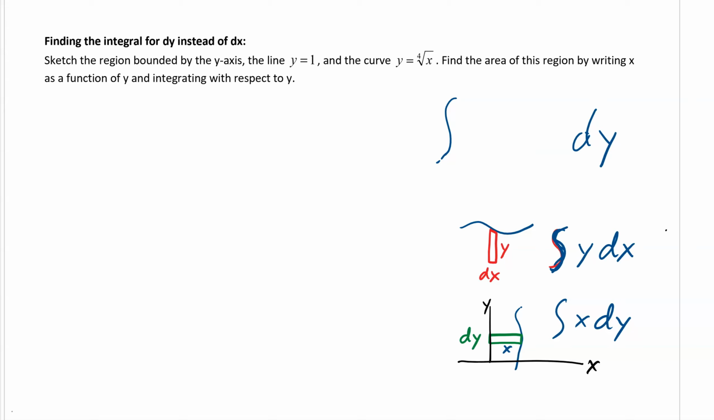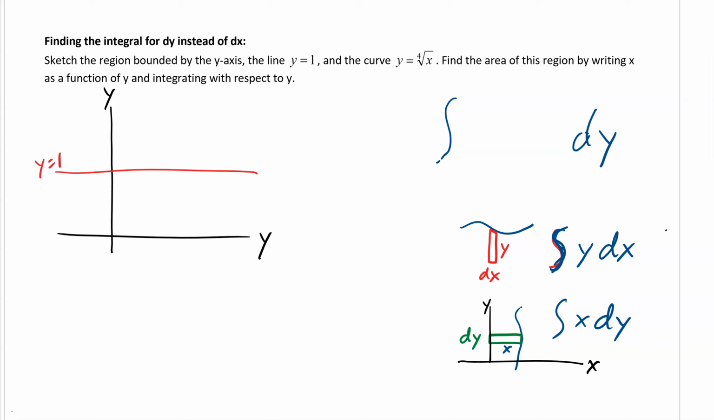So here's our question. We want to find the region bounded by the y-axis, the line y equals 1, and the function for the fourth root of x. And so that gives us this region here. So you can see it's not the area under the curve. That's not this. It's not the area under the curve with respect to the x-axis. We are now going towards the y-axis. So that means we need to make our rectangle horizontal, not vertical.